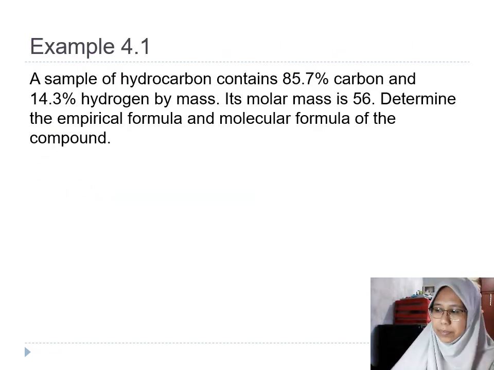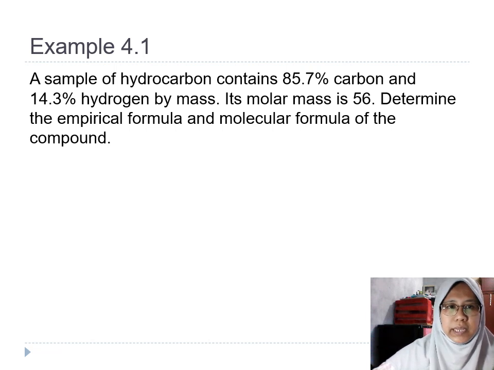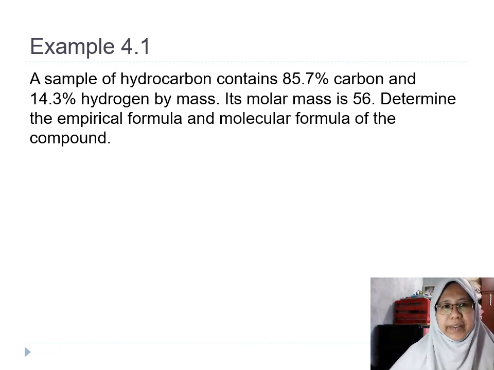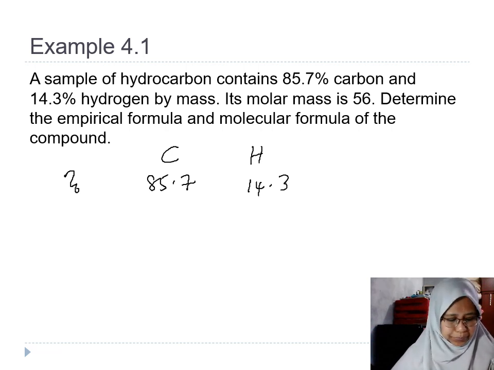Okay, let's do example 4.1. For the first organic example, coincidentally, it is a question that we have done previously in chapter 1. So we have a hydrocarbon sample which consists of carbon and hydrogen as much as 85.7% and 14.3% respectively.